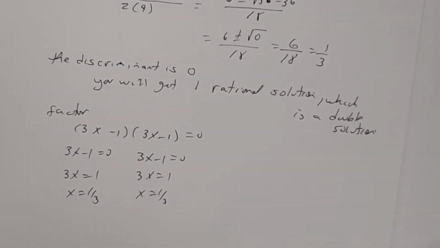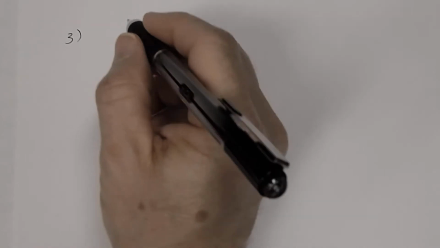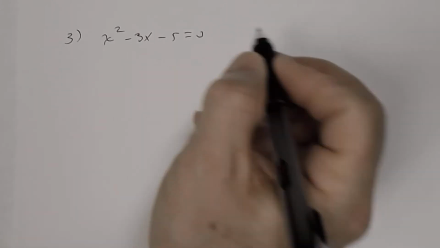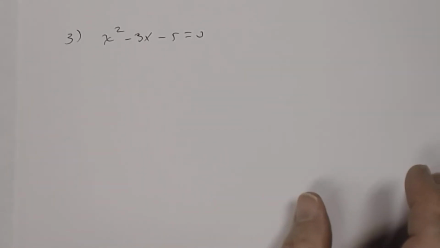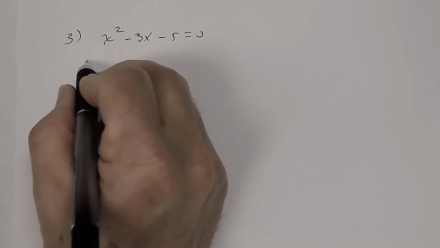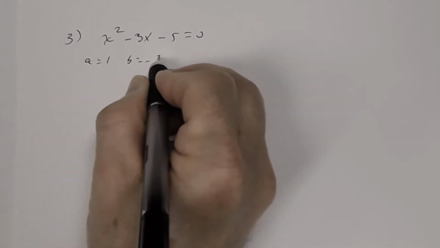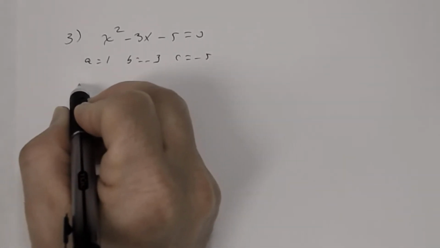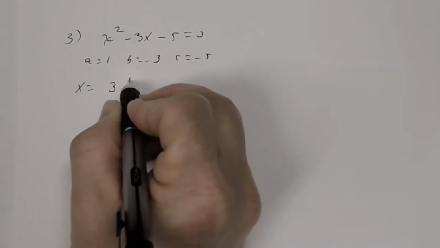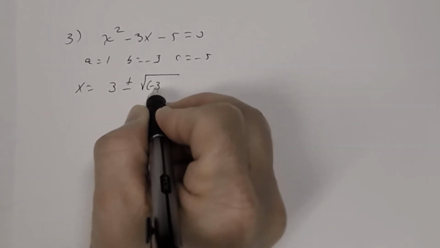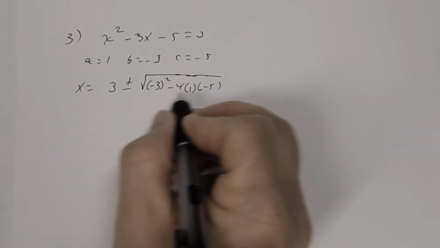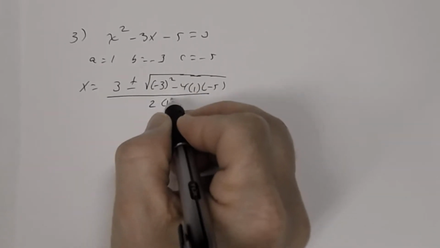All right, let's look at the next example. Okay, number 3. So let's suppose in number 3, I have x squared minus 3x minus 5 equals 0. So let's solve this using the quadratic formula. So a is 1, b is negative 3, and c is negative 5. And so if I substitute back into the quadratic formula, I get x equal the opposite of b, which is 3, plus or minus the square root of negative 3 squared, minus 4 times a, which is 1, times c, which is negative 5, all divided by 2 times a, which is 1.